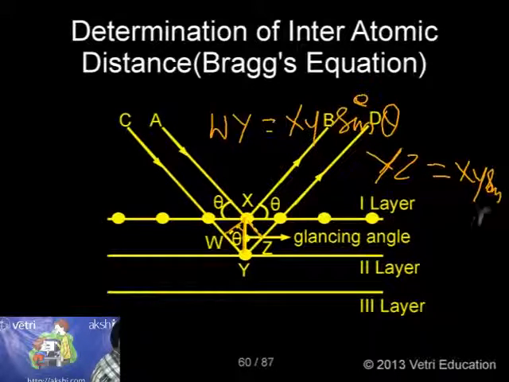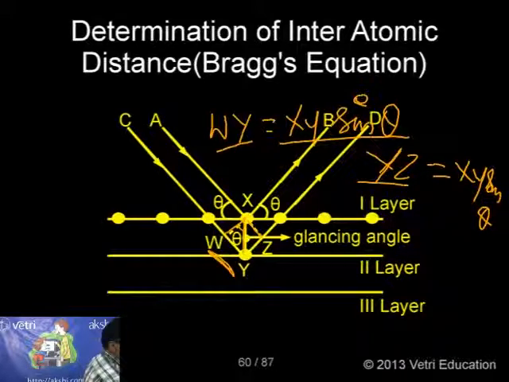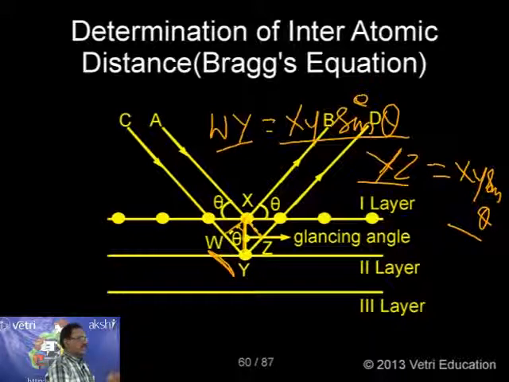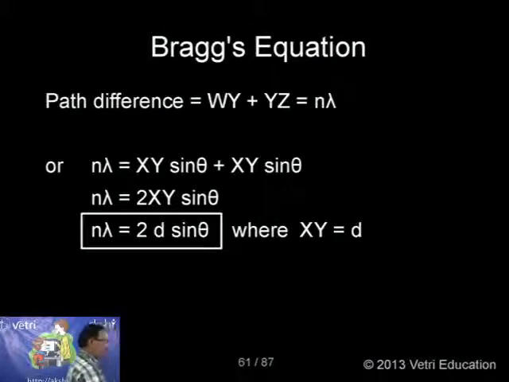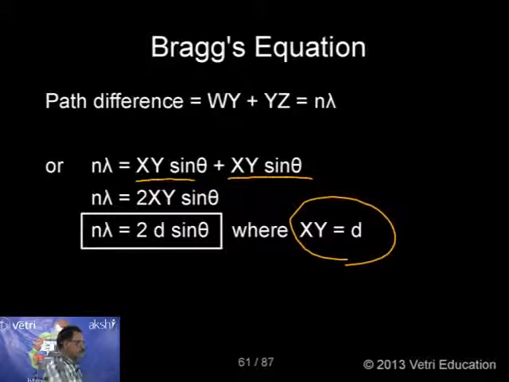This is the interesting information. So the path difference WY is equal to xy sin theta, where xy is the line drawn perpendicular. The same, if you consider the other triangle, the path difference is again xy sin theta. So both together give 2 xy sin theta. Instead of xy, I substitute d, so n lambda equals 2d sin theta.